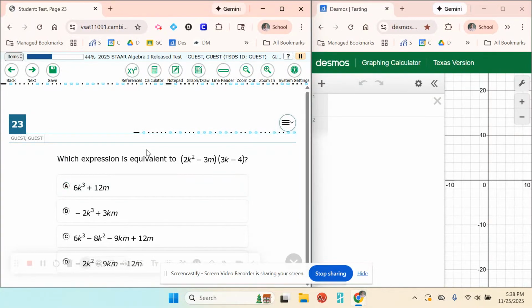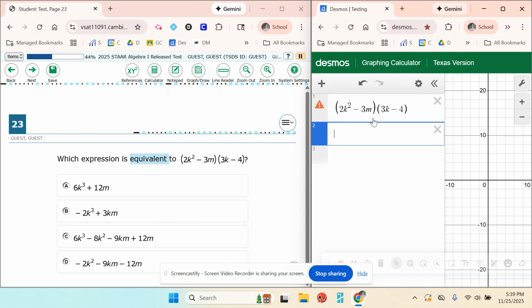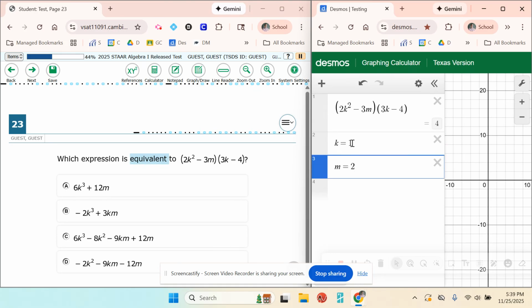And here's a good reason why we did it too, because we skipped it and we see this word again. So what I'm going to do is type in the equation. And this time I don't want to put in the y because there's too many letters, so I'm going to say 2k squared minus 3m, parentheses 3k minus 4. And just like last time, we got two letters, so we don't get anything yet, so I'm just going to say, got to define it. This time k is my first letter, m is my second letter. And we're going to find which of these answers gives me a 4.